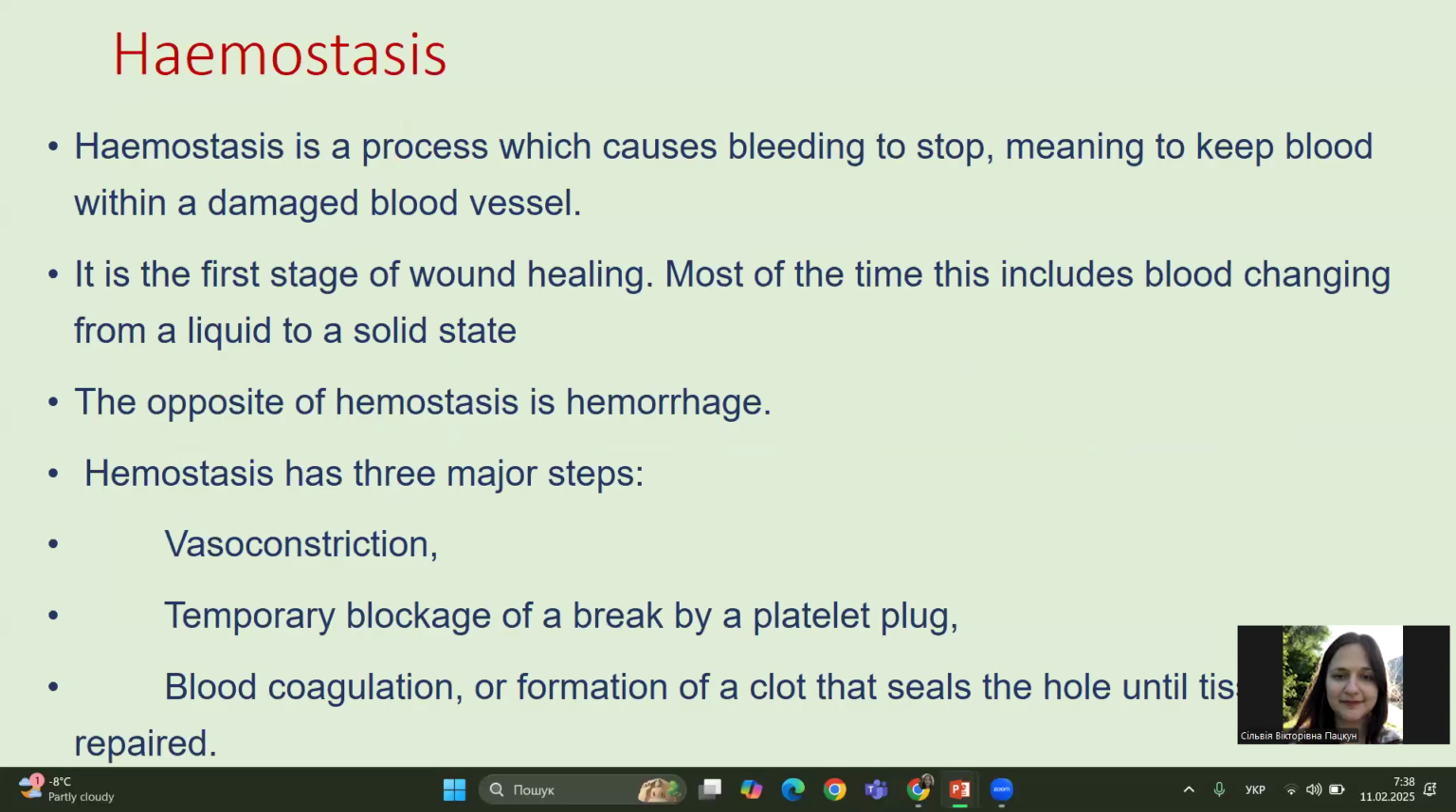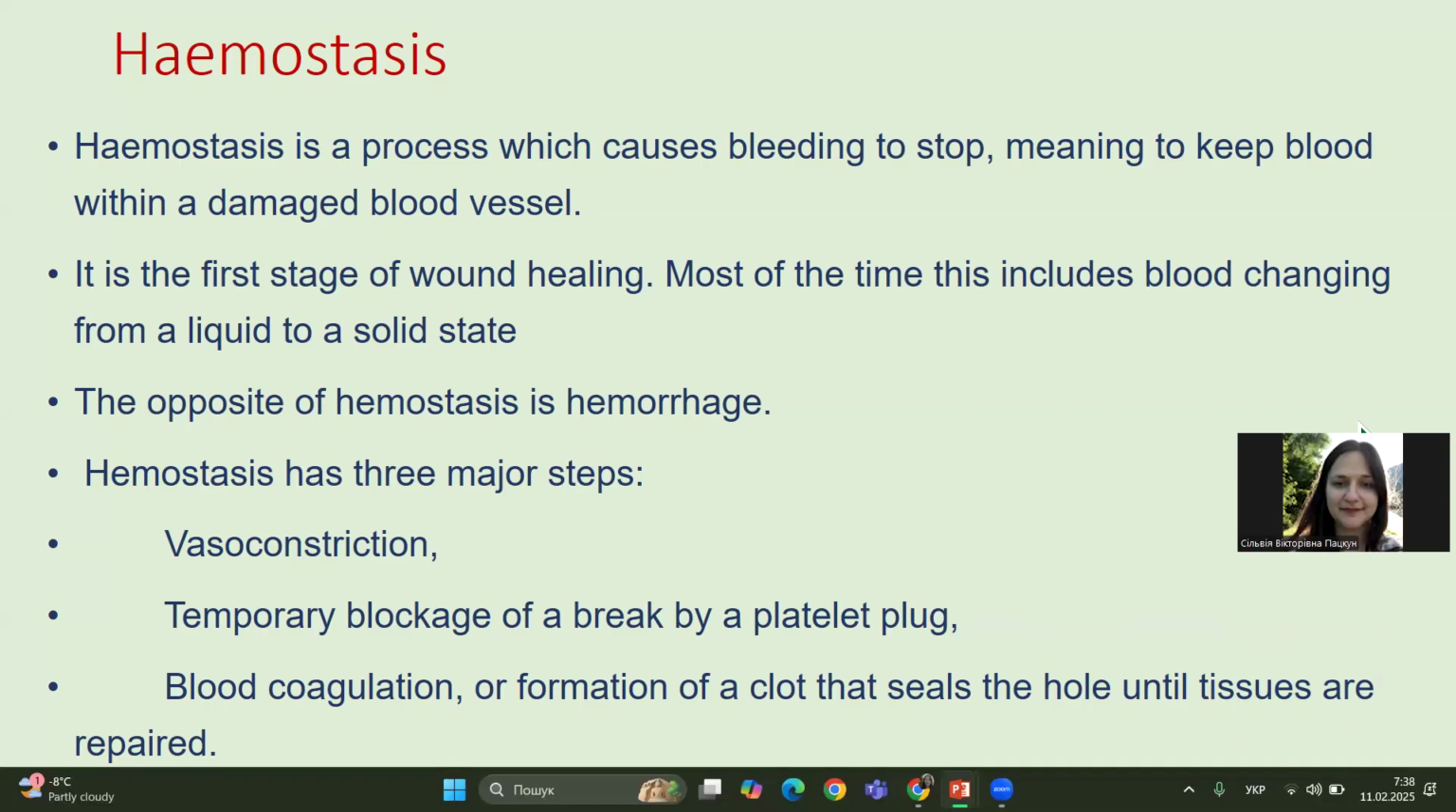Hemostasis is a process which causes bleeding to stop, meaning to keep blood within a damaged blood vessel. It is the first stage of wound healing. Most of the time, this includes blood changing from a liquid to a solid state. The opposite of hemostasis is hemorrhage. Hemostasis has three major steps: vasoconstriction, a decrease in diameter of the vessel; temporary blockage of a break by a platelet plug; and blood coagulation, or formation of a clot that seals the hole until tissues are repaired.